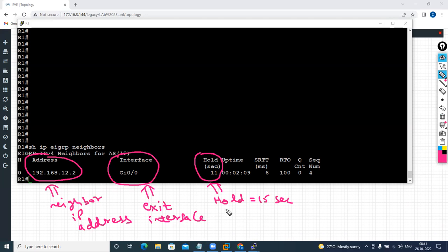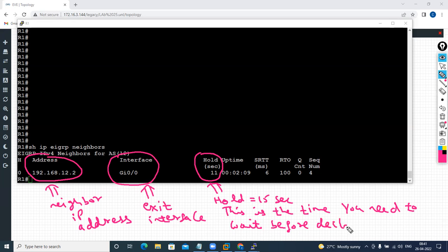So this is the time you need to wait before declaring the neighbor as dead. But here it is showing us 11 seconds, right? So every 5 seconds you will get a hello, right? As soon as you get a hello packet, it will reset to 15 again.